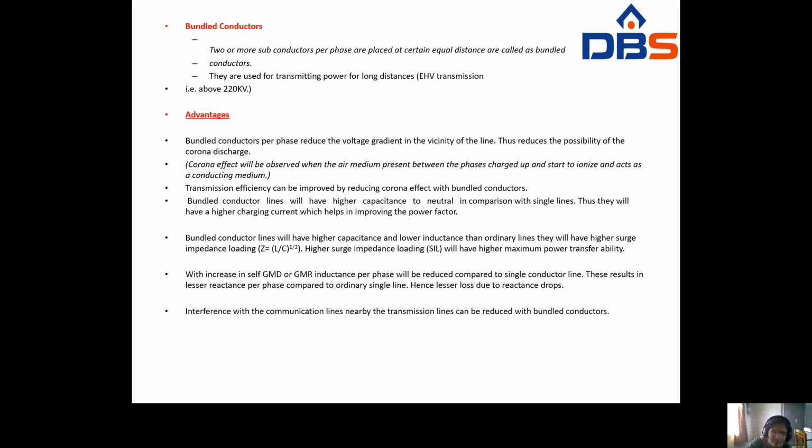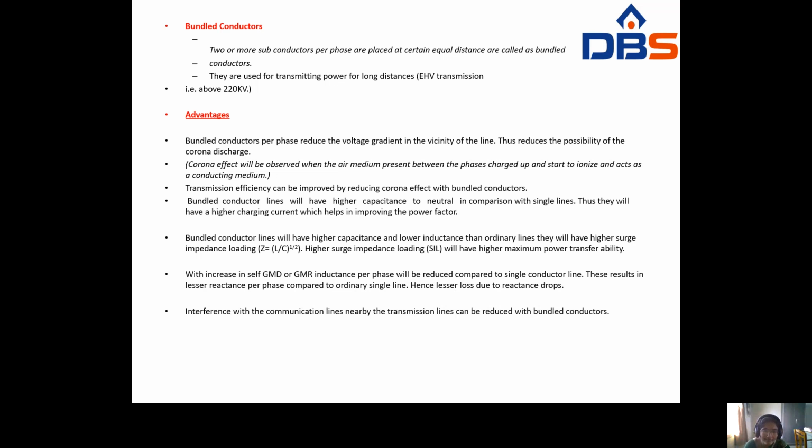Okay, so next one is what? Transmission efficiency can be improved by reducing the corona effect with bundle conductors. Whenever you reduce the corona, you increase the transmission efficiency. So here you can increase efficiency by reducing the corona.